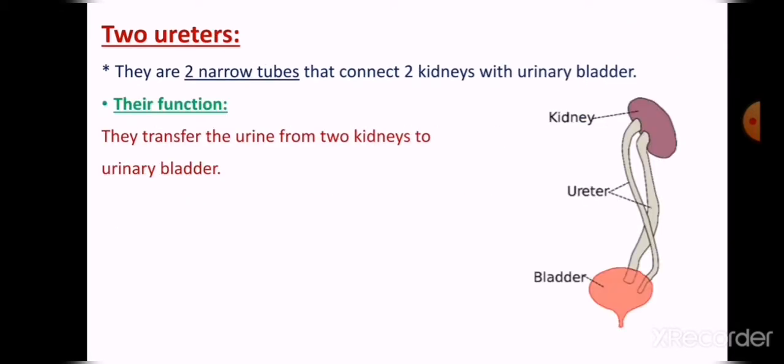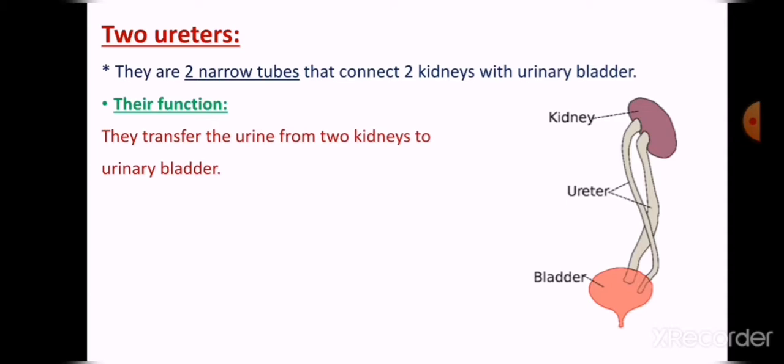Number two, the two ureters. Two ureters, they are two narrow, very small tubes that extend or connect between the kidneys and the urinary bladder.